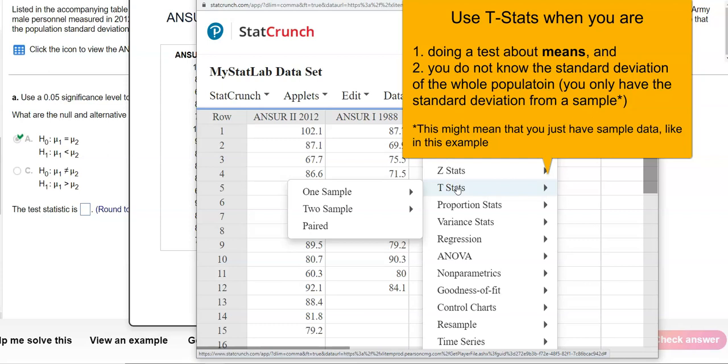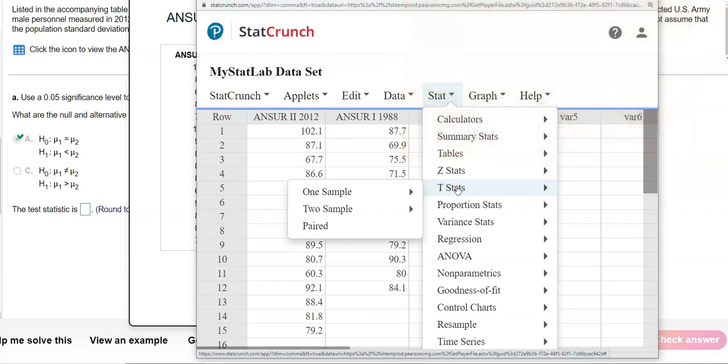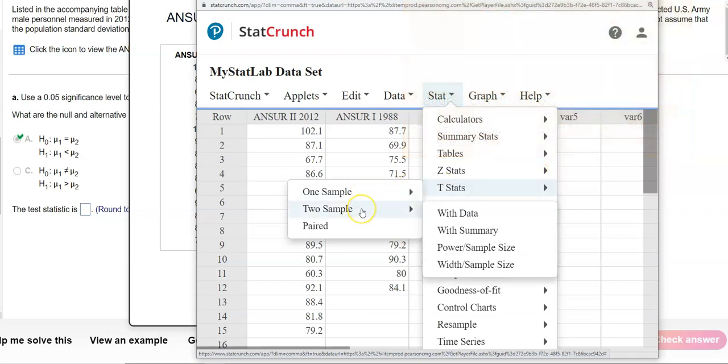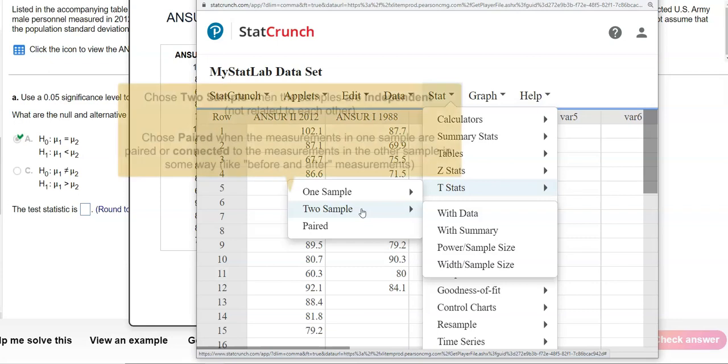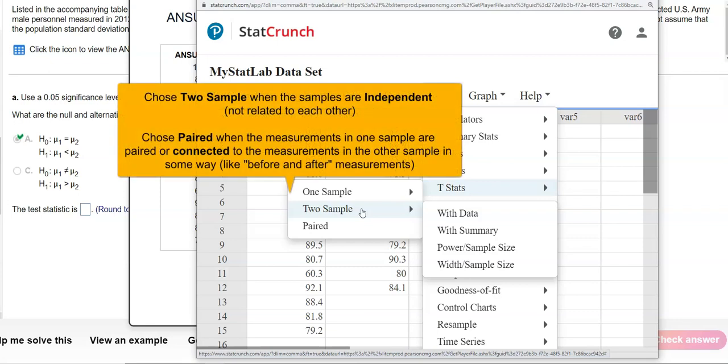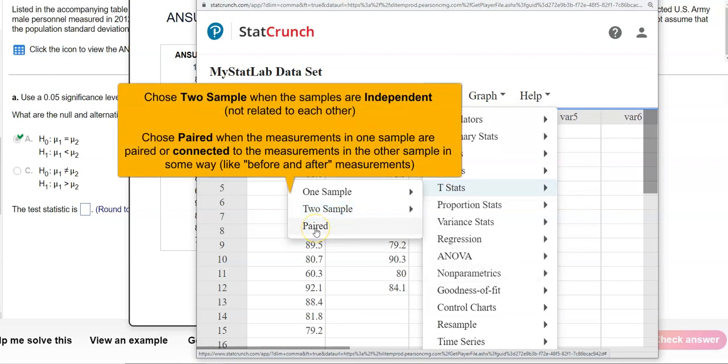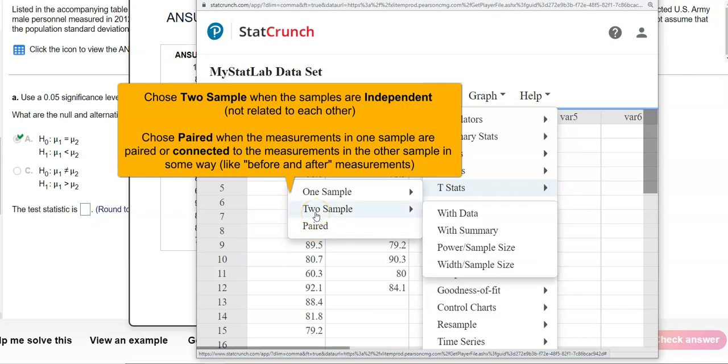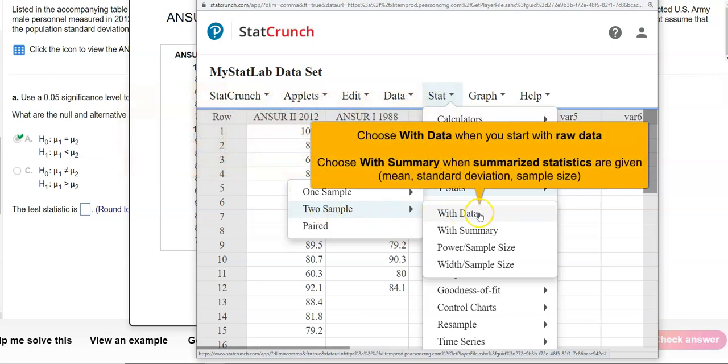Indeed, they only gave us the sample. They didn't actually give us the standard deviation. They just gave us the sample, and we're expected to find it, or rather Statcrunch is going to find it for us. The important part though is that it's from a sample, and that's what tells us we use the T Stats. For this one we're going to choose two sample because we had two independent samples here. If these samples were dependent on each other or somehow paired, we would choose paired, but that's not what we had. We had two independent samples. It said that clearly in the question. And we're going to choose with data because we were given the original raw data here, not summary information, the original data.